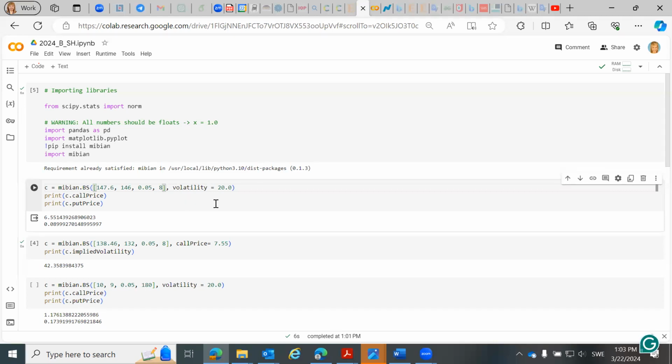And volatility approximately 20%. So I can compute this call price value, and it is like a fair price for premium. So if the strike price is 146, the theoretical price for premium is 2.65.